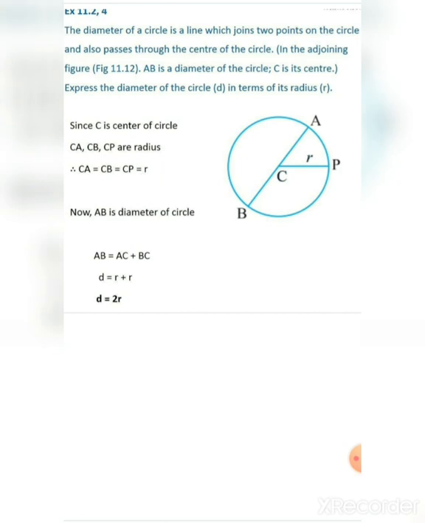Now for the diameter, AB is the diameter of the circle. So AB is the addition of AC and BC. So AB is equal to AC plus BC. AC is 1 R, BC is another R. So R plus R gives you 2R. So this will become the diameter of the given circle. So in this way you can find the general formula for any mathematical expression using the variable.